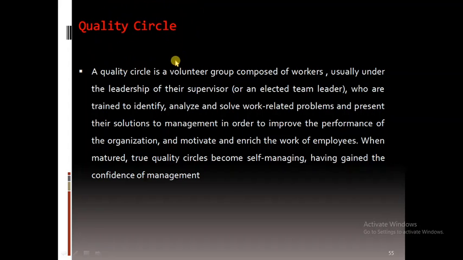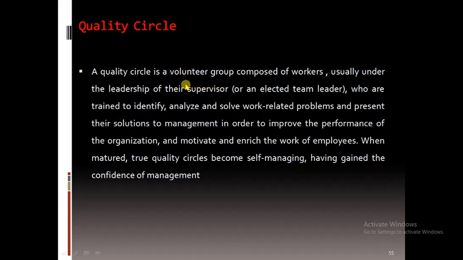Again, as I said in the previous lecture, whenever I was in Kirloskar, persons from different departments gathered together at one place and discussed the problems regarding the product. They also analyzed and gave solutions at one place. Out of the many suggestions, one of the best solutions was implemented in the industry. So here it is also the same.